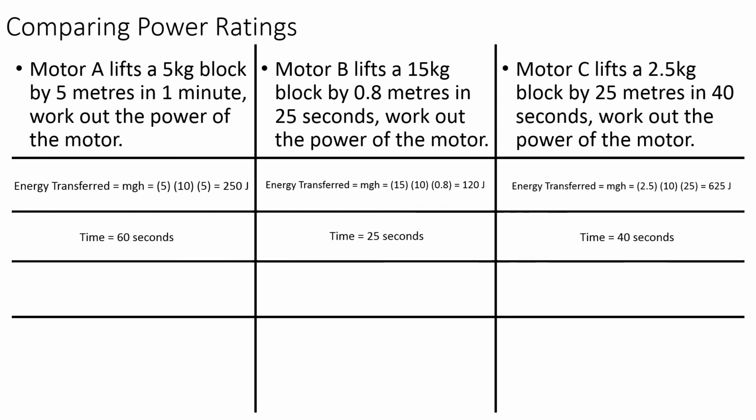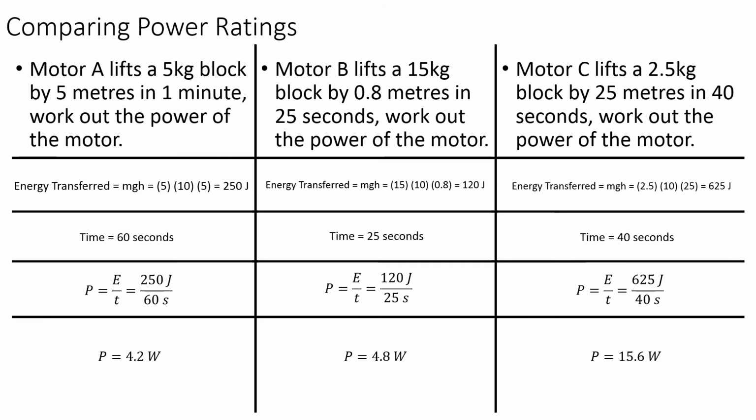Now we've got to change all the units of time to seconds. For motor B and motor C that's very easy, it's just 25 and 40 seconds, and 1 minute is easy enough to convert, as that's 60 seconds. Then we're going to plug all these numbers into the equation. So we're writing down the equation, P equals E over T. We're going to put the energy transferred over the time.